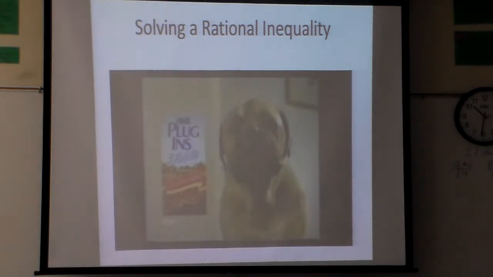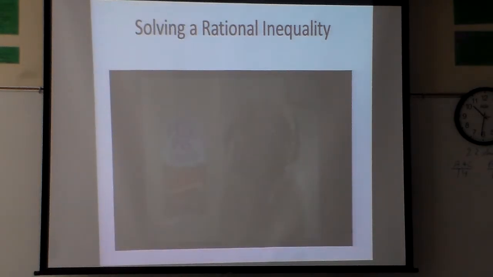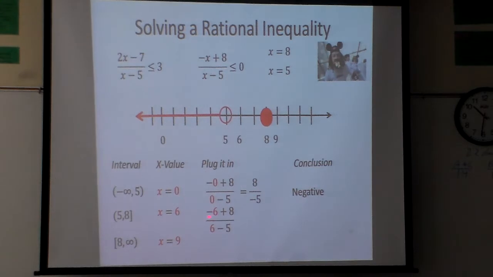So let's test 6 by plugging it in. So notice I have negative 6 plus 8 and 6 minus 5. That gives me 2 over 1, which is positive. Now look at my answer. I'm looking for values less than 0, so therefore 6 is not an answer, so I know I'm not going to be graphed in here. So let's look and see if 9 is an answer.